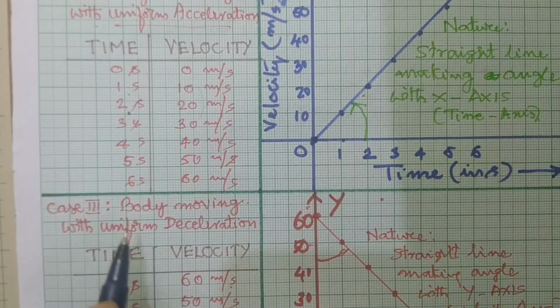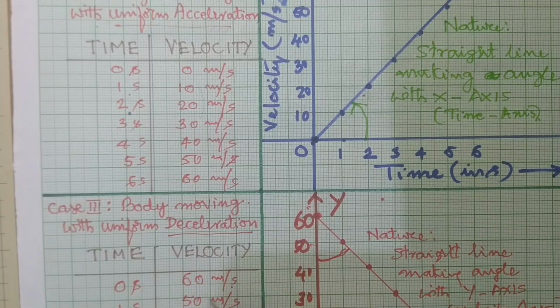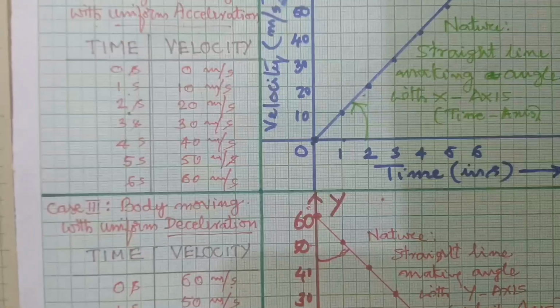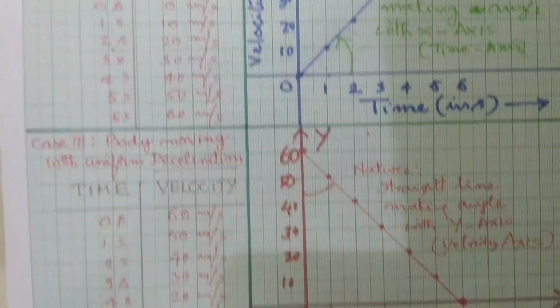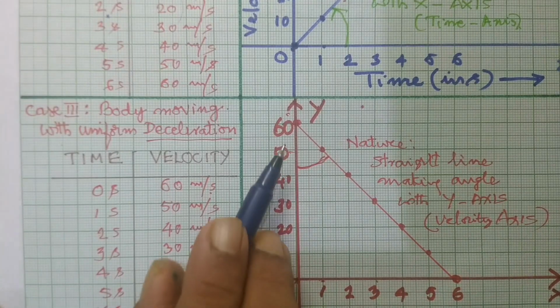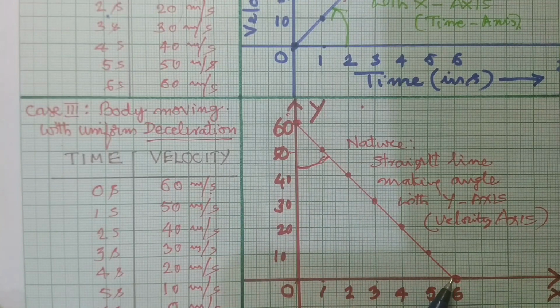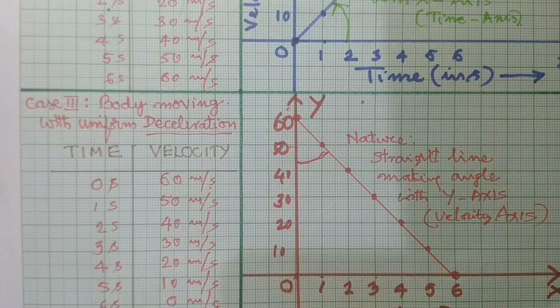Now, third one, body moving with uniform acceleration. Sorry, deceleration. Uniform deceleration means velocity decreases. Velocity decreases means in the graph, if the time increases, velocity decreases. This is the graph we are getting. This is also a straight line, making some angle here. In some books, it is given that it makes an obtuse angle here. Even here you see, making an obtuse angle is given somewhere in some books. You can follow anything, but remember the shape of the line like this. Whatever way you want, you can remember. These are the three cases of the velocity time graph.